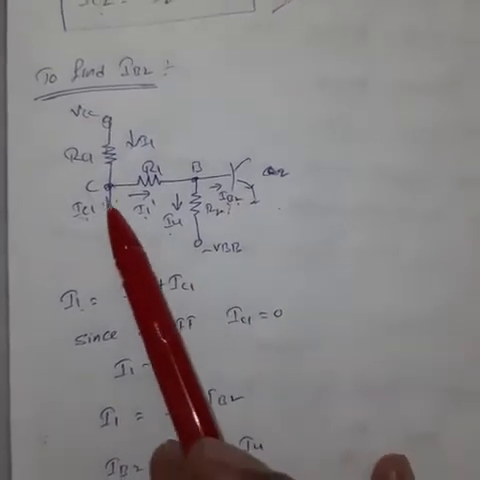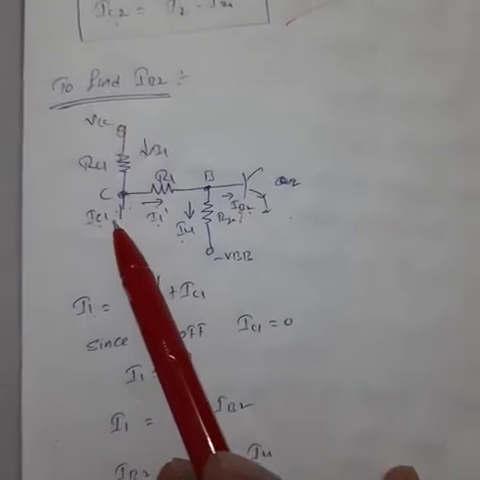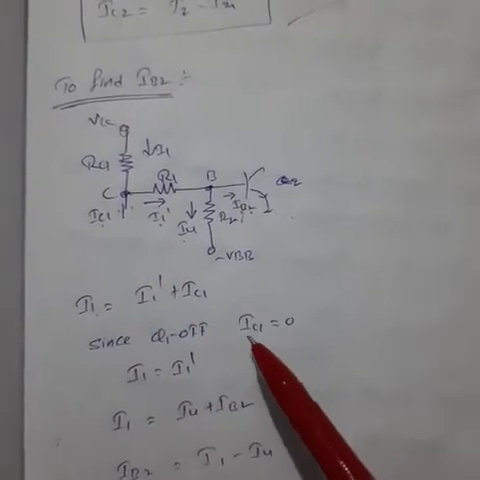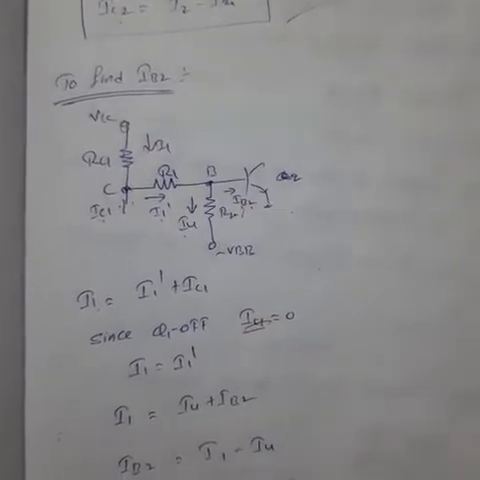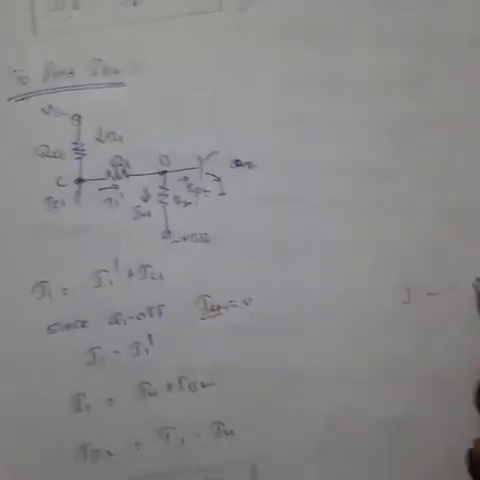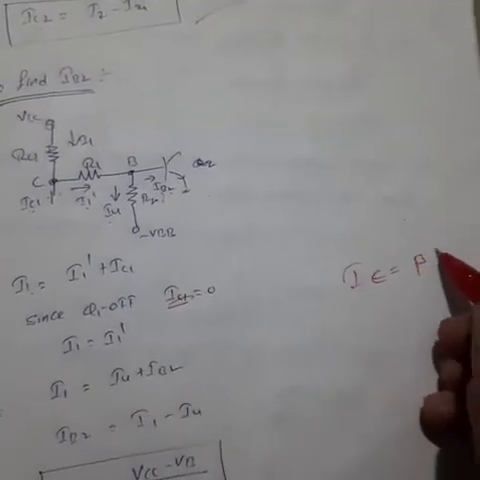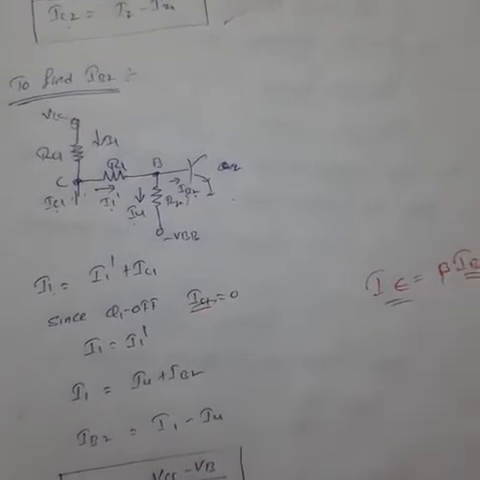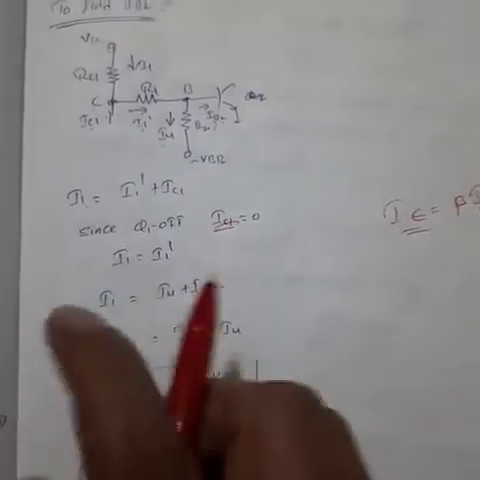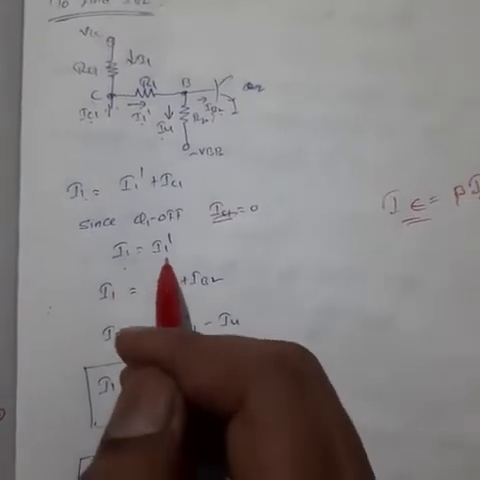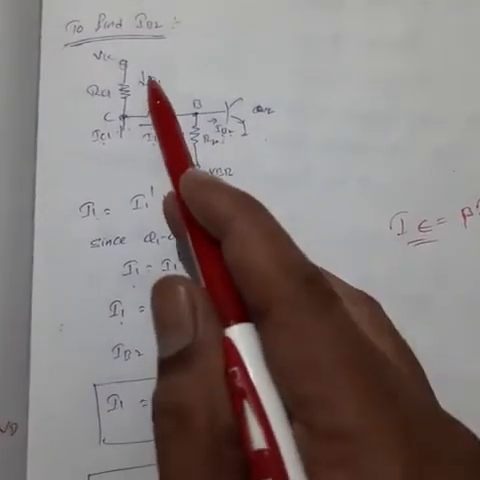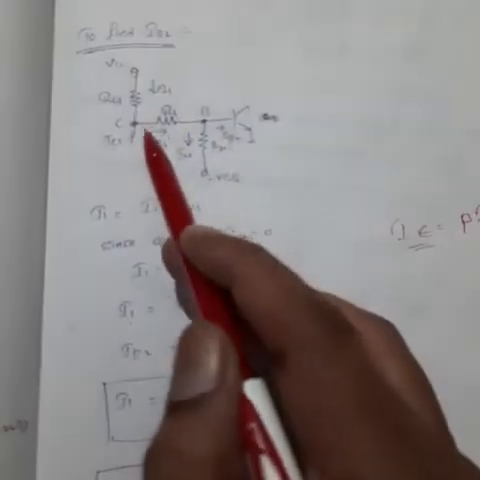We are assuming Q1 becomes off. For an off transistor, the collector current, the output current, is equal to 0, because base current IB equal to 0. If IB equal to 0, then IC equal to beta into IB, so IC is also 0. So IC1 equal to 0, then I1 equal to I1 dash. So I1 equal to I1 dash is completely I1.